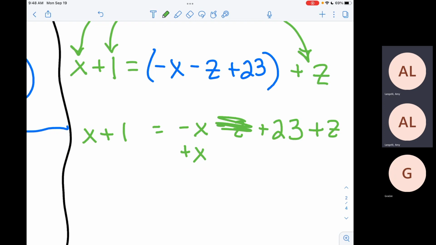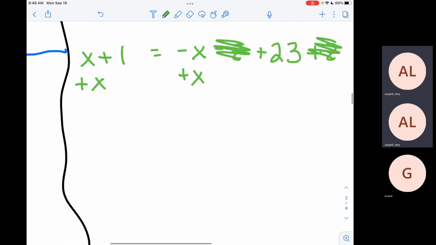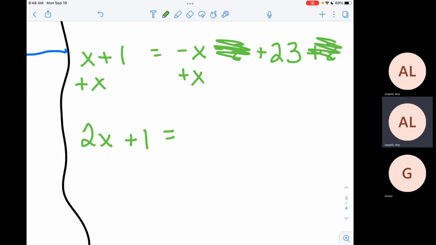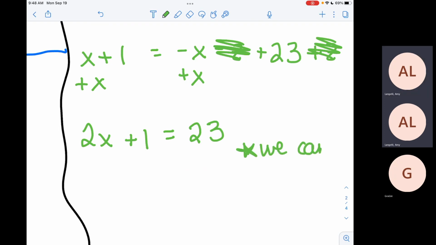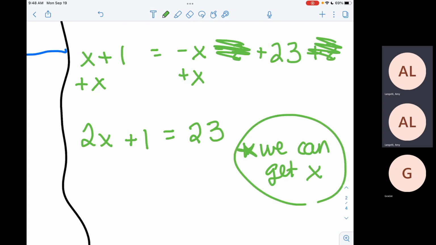Oh, that's so nifty. Okay, let's just do the add X to the other side. What's that going to give us? 2X plus 1. Oh my goodness. We don't need standard form here. Why? What can we do? Yay. We can get X here. That's so nice. That really simplifies this whole process. We won't even need to do elimination.